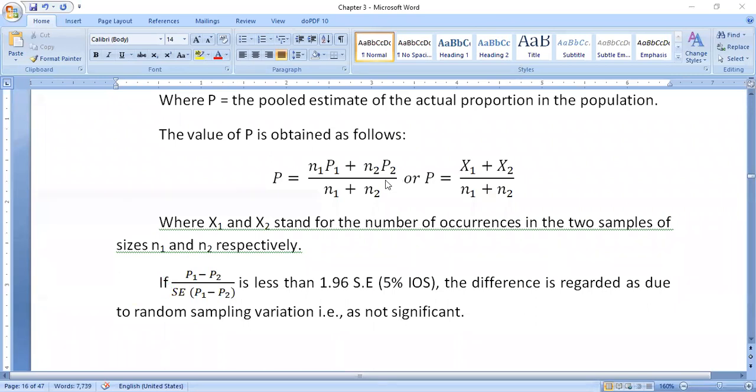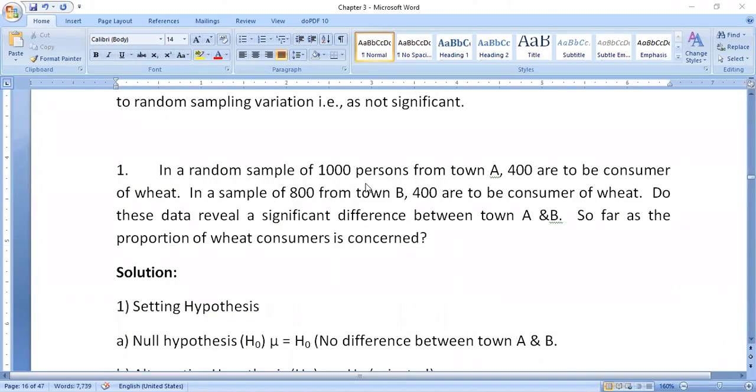Please focus on the problem. Okay, right. This is the given problem. In a random sample of 1000 persons from town A, 400 are consumers of wheat. Okay, this is the sample one information.